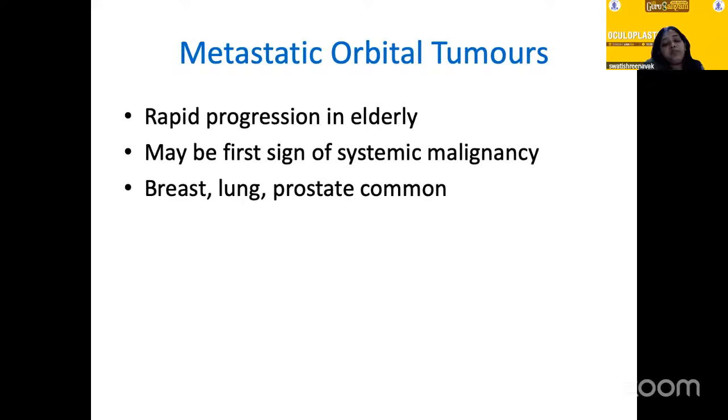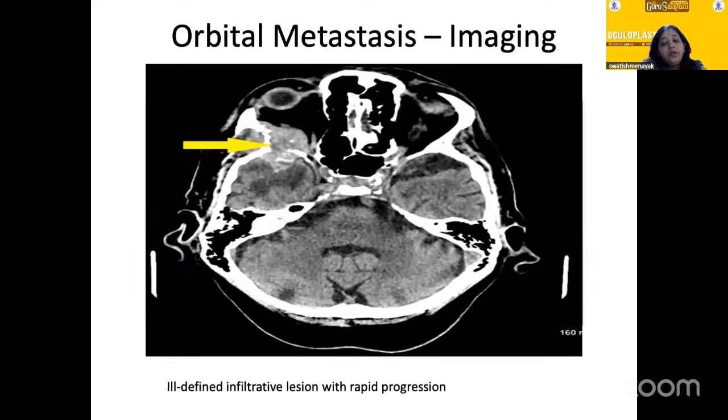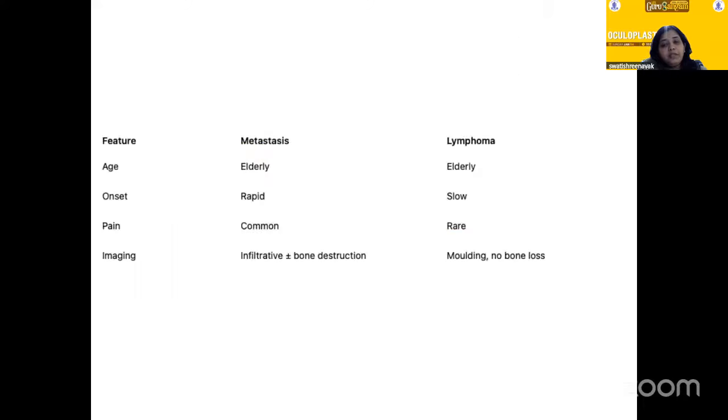population. They may be the first sign of systemic malignancy. The primary sites are breast, lung, and prostate. On imaging, we can see an ill-defined infiltrative lesion with rapid progression. How do we differentiate between metastasis and lymphoma, as both are in the elderly? If the onset is rapid, pain is common, it is infiltrative, and the bone is getting destroyed, we suspect metastasis. Whereas in lymphomas, the onset is slow, pain is rare, and we will see molding, and there is usually no bone loss.